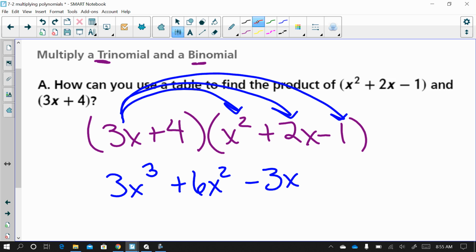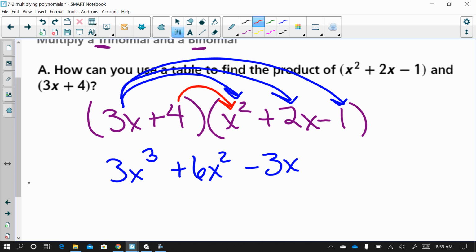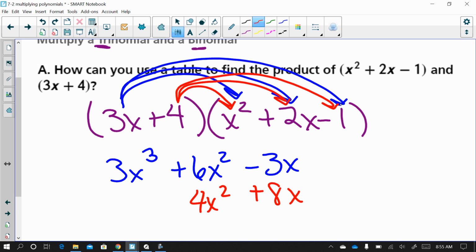Now comes the fun part. We're going to distribute the 4. 4 times x squared is 4x squared. To make it easier to combine like terms, I'm going to line that up with its other like term, so I'm going to stick the 4x squared right underneath my x squared. Distribute again. 4 times 2x is a positive 8x. Again, notice I'm lining it up. There are my x's, like terms. And distribute the 4 one more time. 4 times negative 1 is negative 4. I don't have any constants up here, so I'm just going to stick negative 4 off on its own.